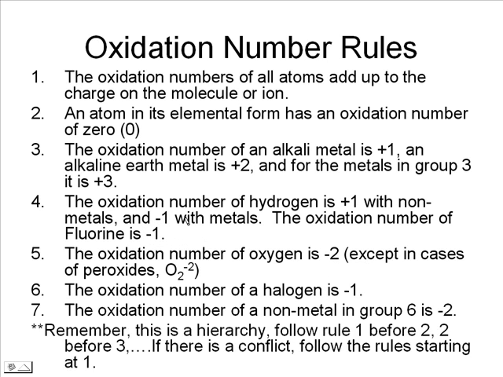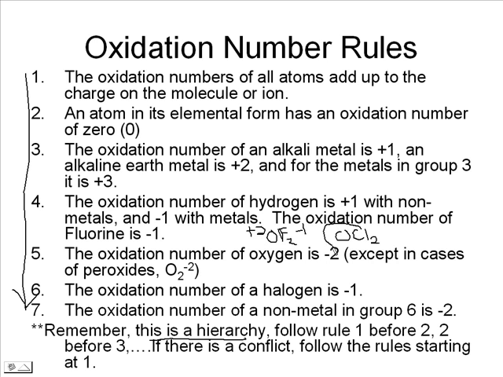Basically because right here, this is a hierarchy, which means you follow the rules in order. If two things conflict, you follow the rule that's above. So if you have, for example, OF2 compared to OCl2, in this case, the rule for fluorine being minus 1 comes before the rule that oxygen is minus 2. So therefore, fluorine is minus 1. Oxygen therefore must be plus 2.